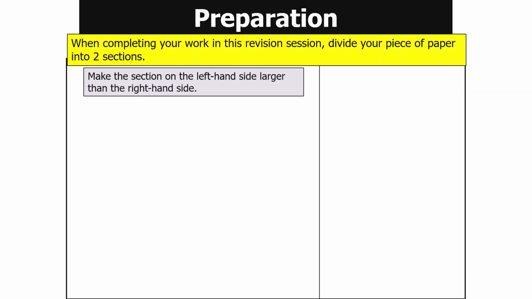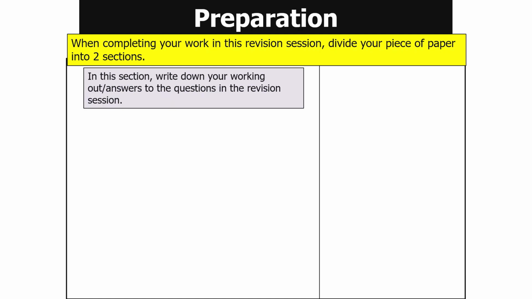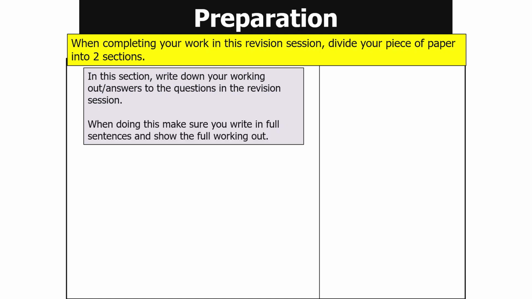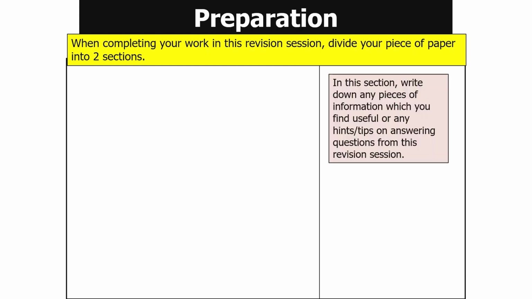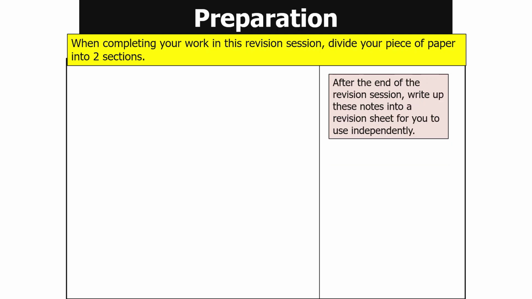When you complete your work in this revision session, divide your piece of paper into two sections. Make the section on the left hand side larger than the right hand side. And in this left hand side section, write down your work now and answers to the questions in the revision session. When you're doing this, make sure to write your answers in full sentences and show your full working out. Now in the right hand side section, what you should do is write down any bits of information which you find useful, any hints and tips on answering questions from this revision session. After the end of the revision session, write up these notes into a revision sheet for you to use independently.